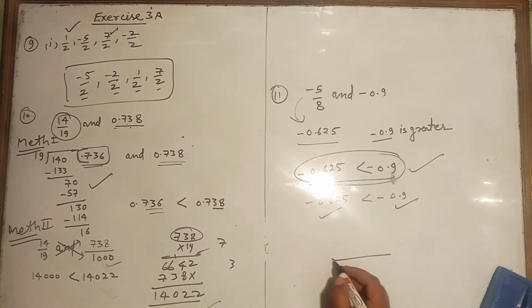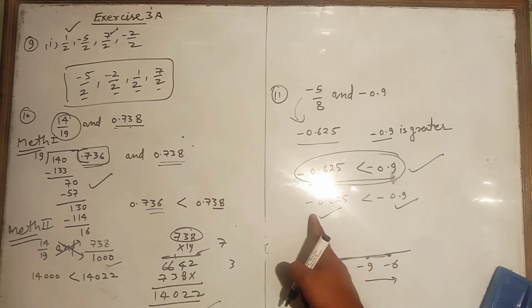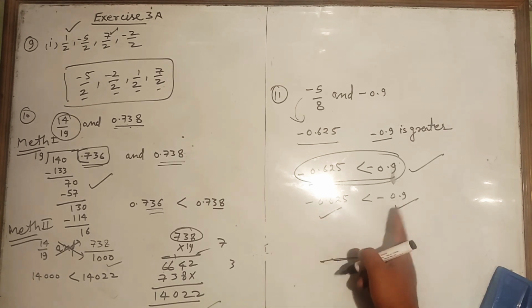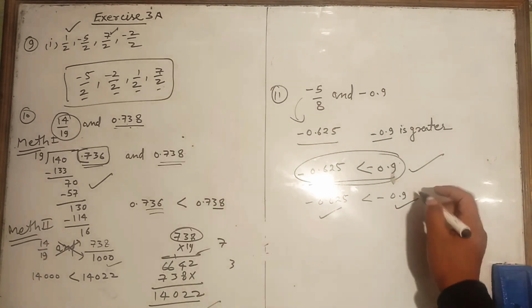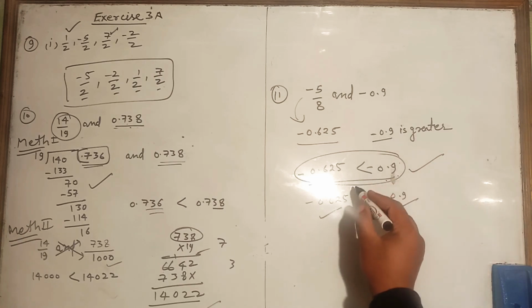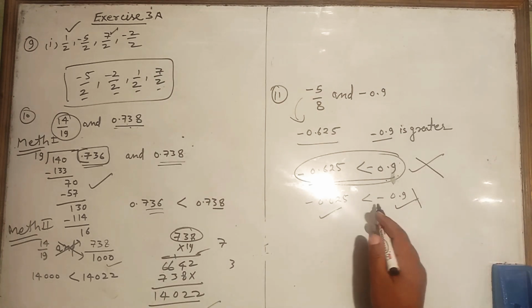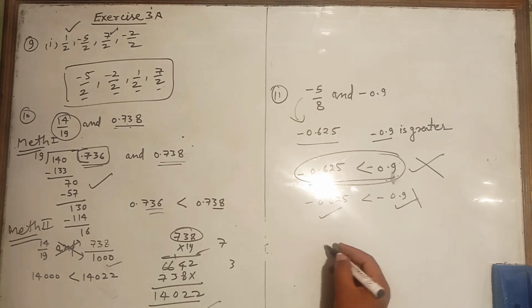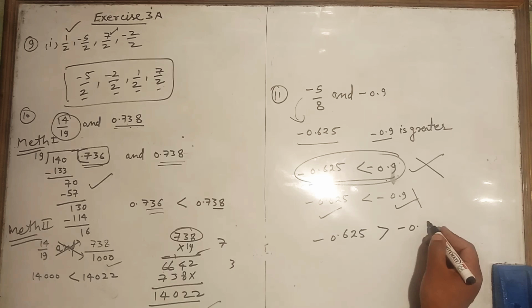So on the number line, if you see -0.9 here and -0.6, where will it be? It will be to the right. So the right side value will always be greater, so -0.6 will be to the right side on the number line as compared to -0.9. So his mistake was that he compared the positive numbers but wrote the result in negative form, so it was incorrect. Which number will be greater? -0.625 will be greater as compared to -0.9.